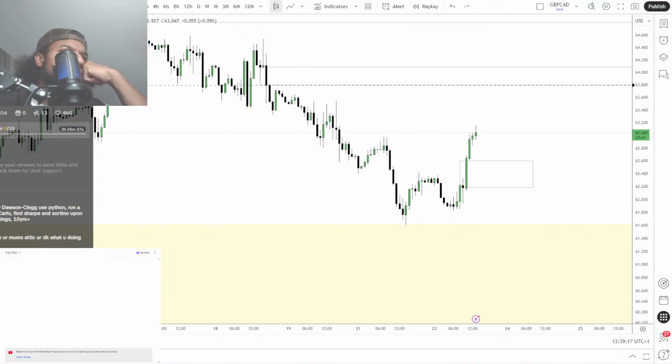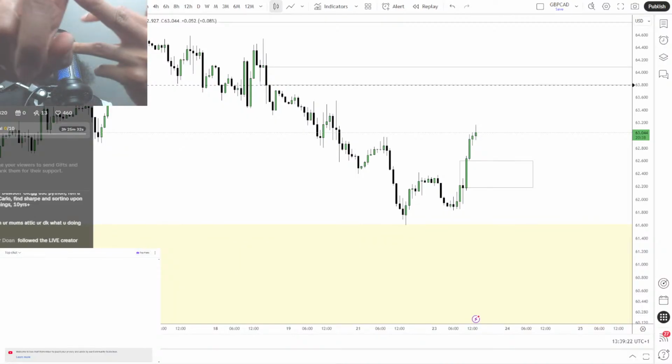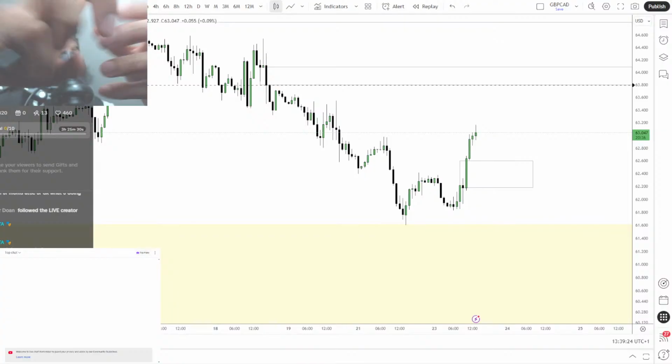What chart do I trade? So I trade GBP USD, I trade US oil. Again, I do trade US 30, but I haven't been trading it, so it's mainly those two.